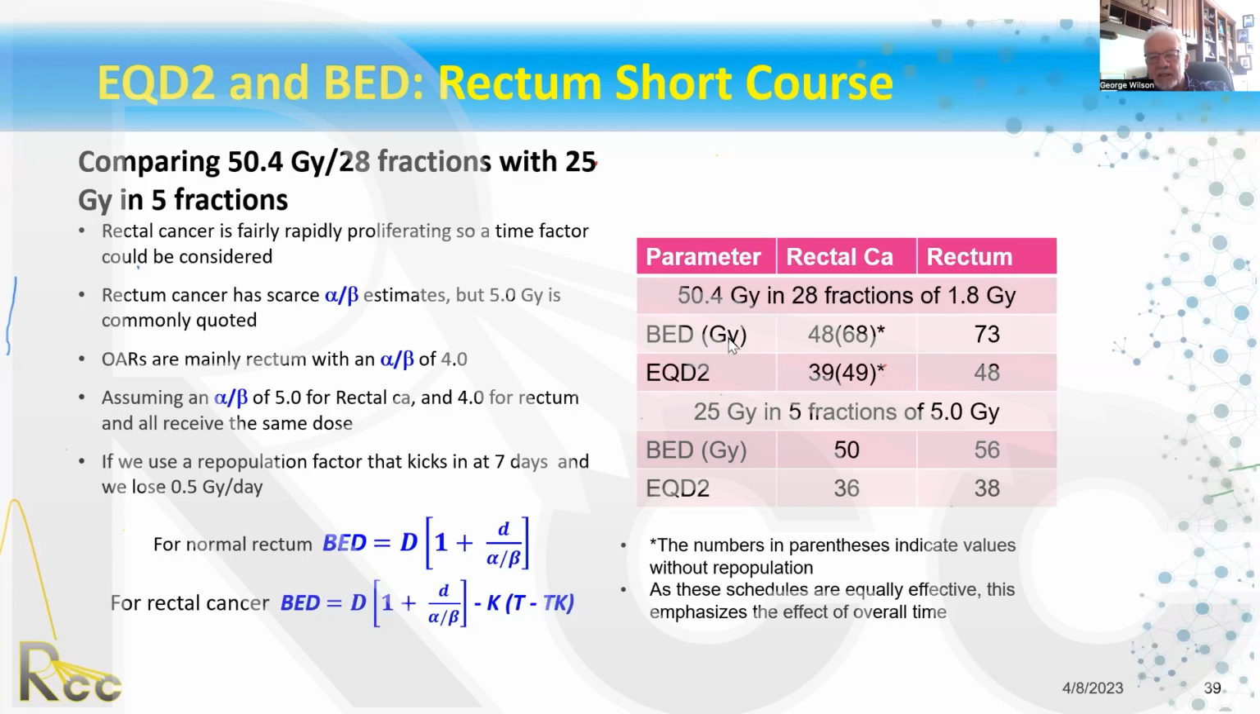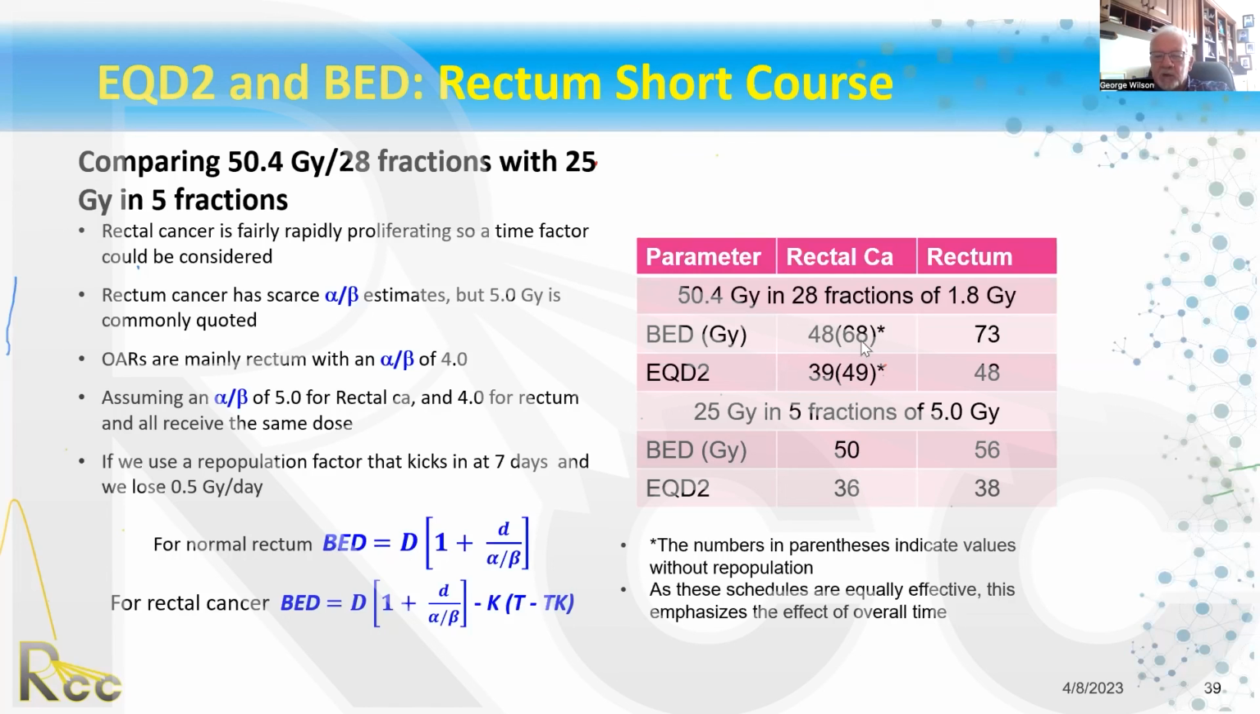So when we look at the data, let's look at the conventional treatment first. The BED, if we didn't allow for proliferation and assumed there was none, would be 68. But if we allow for proliferation, it's actually 48 gray. And again, the equivalent dose in 2 gray would be 49 without proliferation, but it's actually 39 when we account for this proliferation. And so you can see that when we go to the 25 fractions of 5 gray, we're getting a BED of 50. That's much more equivalent to the conventional schedule allowing for proliferation. And again, similarly for the EQD2.